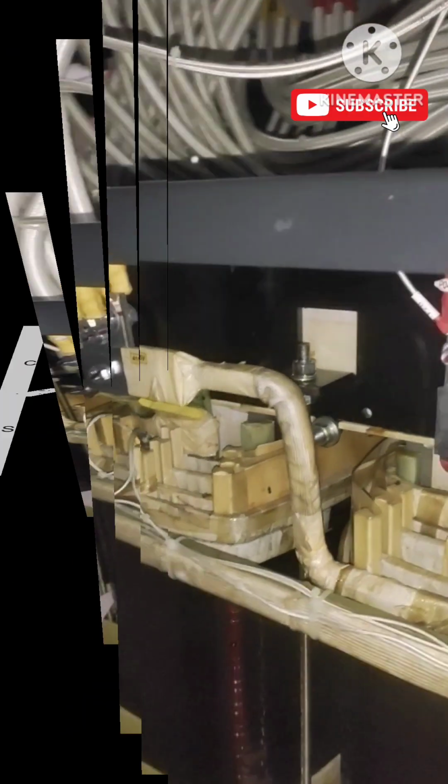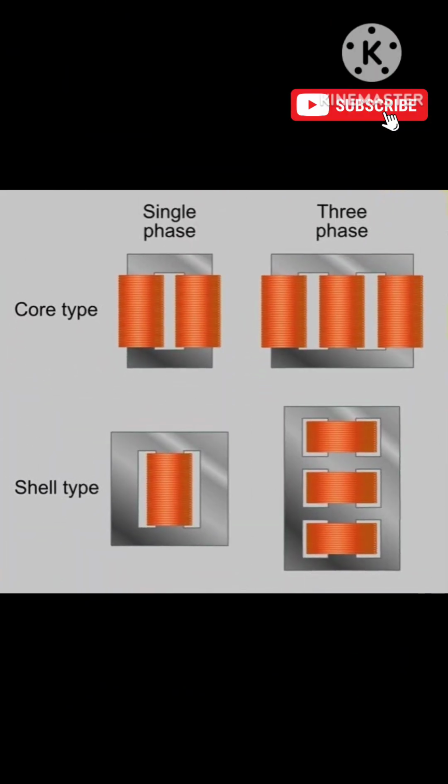I have to explain the difference between the core type and shell type transformer. Please look at the picture below. In this picture, what is the major difference between the core type and shell type transformer? In the core type transformer, the windings surround the core. Whereas in the shell type transformer, the core surrounds the winding.